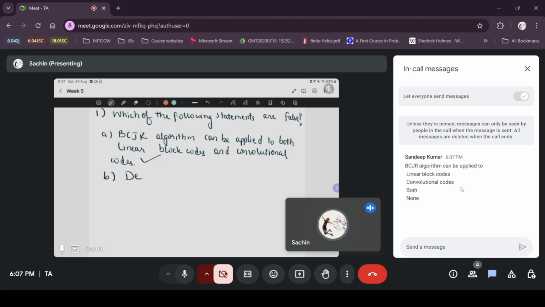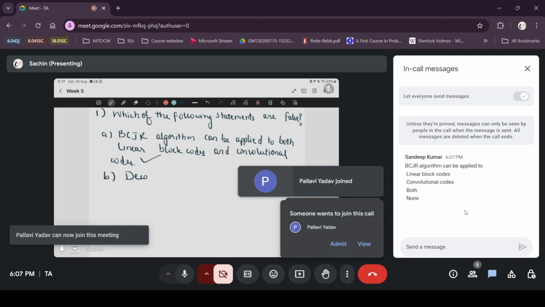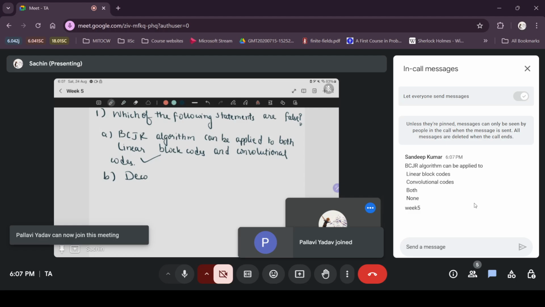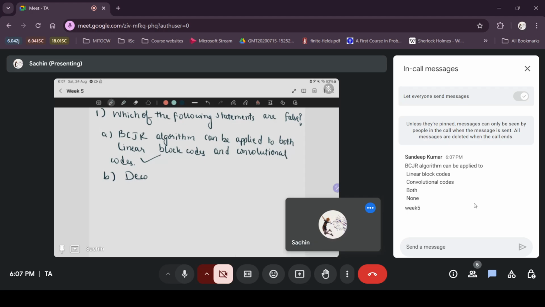You can go and check in the lecture that that statement is true. Well, now you know the answer. So take it as a bonus for attending the problem solving session, I guess. Second option: decoding of convolutional codes using BCJR algorithm minimizes the bit error probability. That's a true statement.